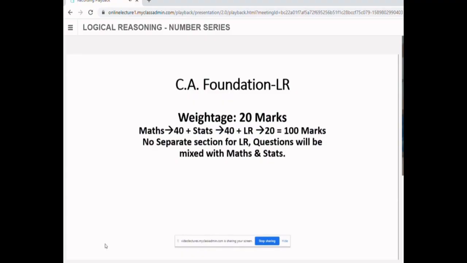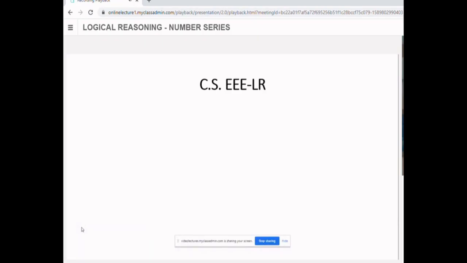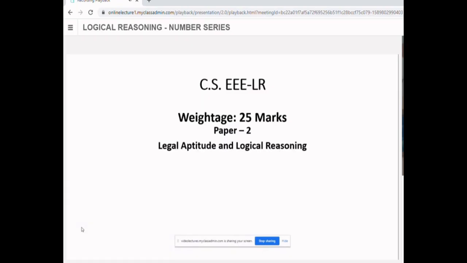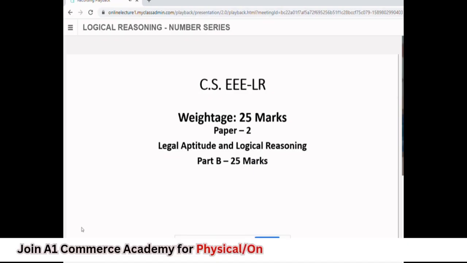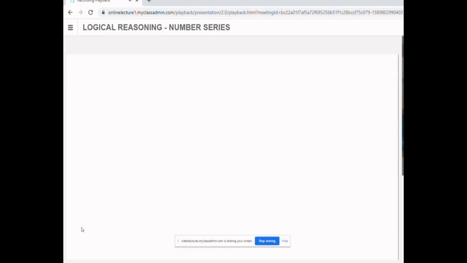In between the 100 questions, there will be 20 questions on LR. Okay, so 20 LR, 40 marks statistics. I wrote that stats, and 40 marks maths. I'll be taking your LR. This is CA Foundation. And now comes the CS EET LR, weightage 25 marks. Paper 2. This paper will be legal aptitude and logical reasoning. Part B it is, and 25 marks it is. So this is CS EET.